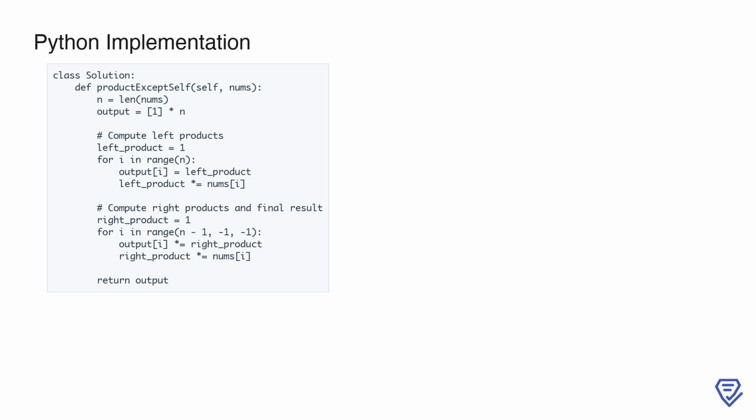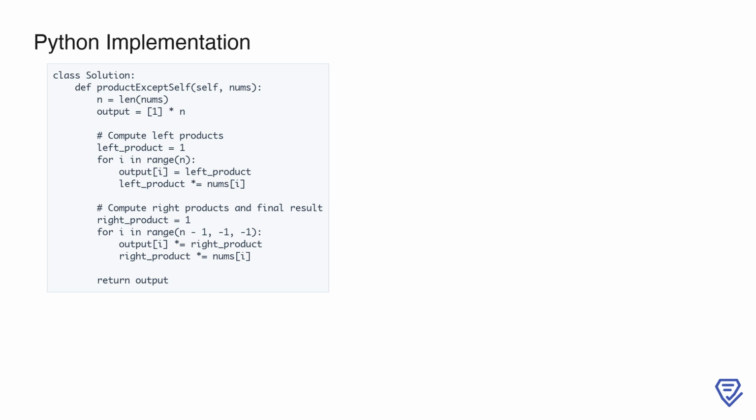3. Second pass, right products. After the first pass, we initialize right_product to 1 for calculating the cumulative product of elements to the right of each index. We then iterate over nums from right to left. For each index i, we multiply the value in output[i] by right_product. Then, right_product is updated by multiplying it with nums[i]. This ensures that output[i] now contains the product of all elements except the one at index i.